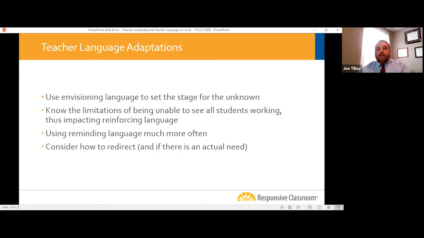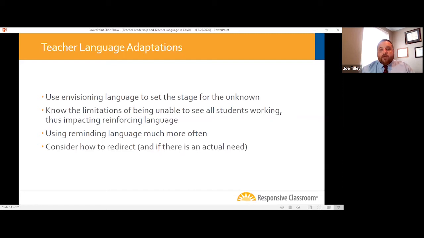And so you may have to think in terms of, for example, if we were doing a math problem and I wanted to check your work, do you want all students to hold their work up to the camera? How are you going to check for understanding? In a socially distanced classroom, you may have to move around and monitor more. So think in terms of that reinforcing language and the limitations that might come with it.